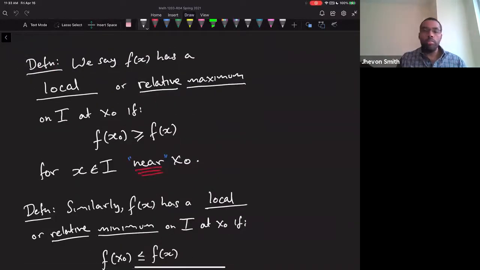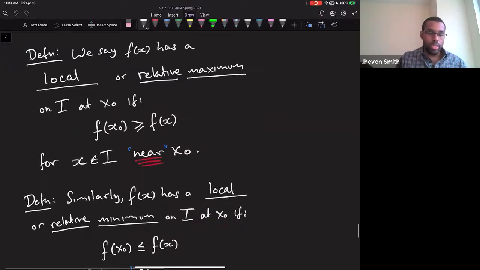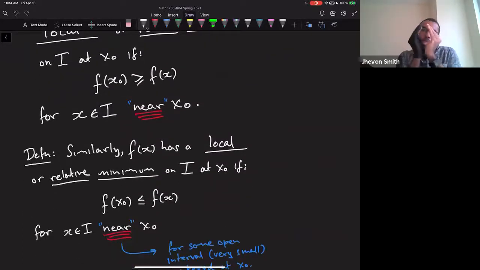We say it's local if those two things I just mentioned are true, but only in a small window, not necessarily on the entire interval. If you open up a small window around that point, then if it's greater than or equal to everyone in that small window, we say we have a local max. And if it's smaller than or equal to everyone in that window, we say it has a local min.